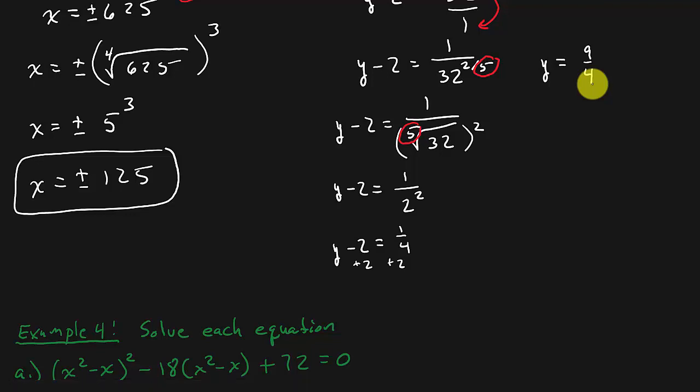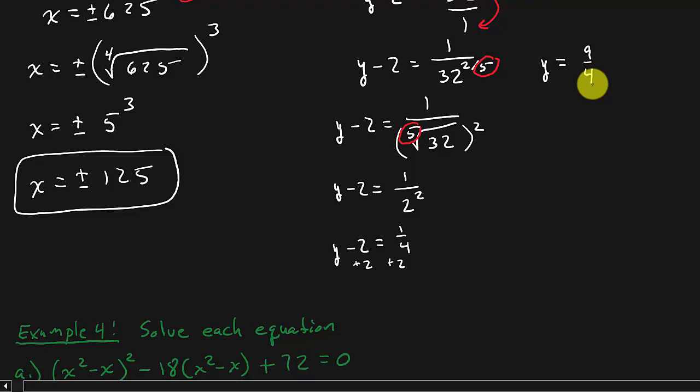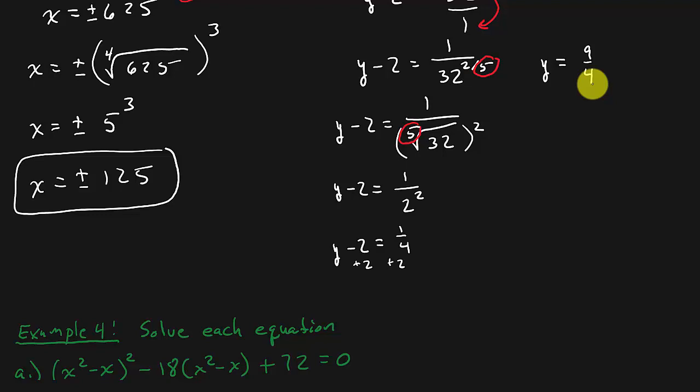All right. So that's the answer we got, 9/4. But if you look at this, we have to check our solution. And why in the world do we have to do that? Well, remember in the previous problems when we were solving those radicals, remember I said if you raise both sides to an even power, you have to check your solution, right?